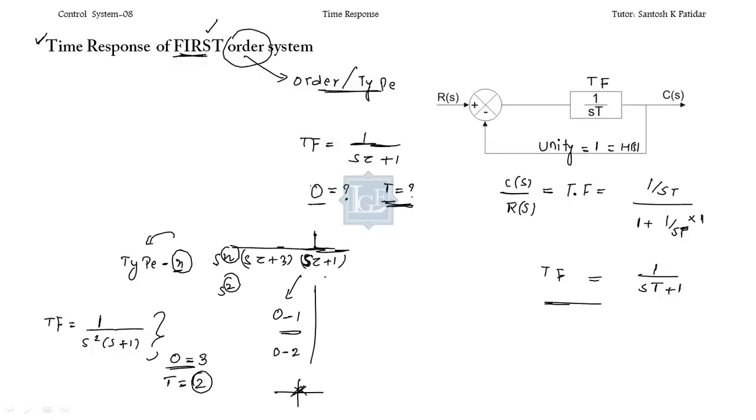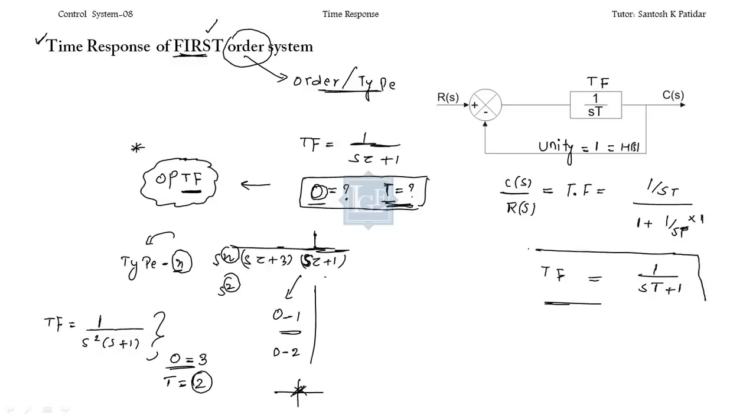This order and type is always given for the open loop transfer function of any system. Very important, please note it down. If you get in the GATE examination, the transfer function will be given like this. They'll say this is the closed loop transfer function given for some system.